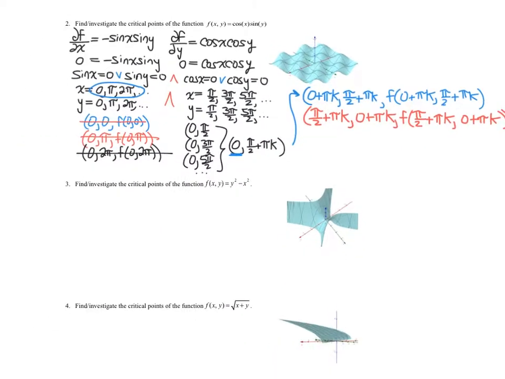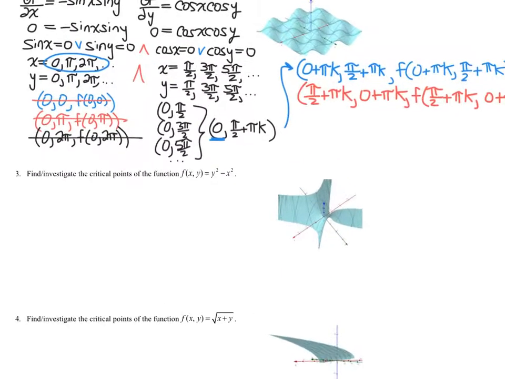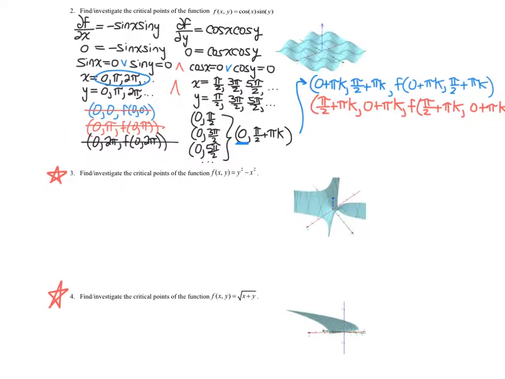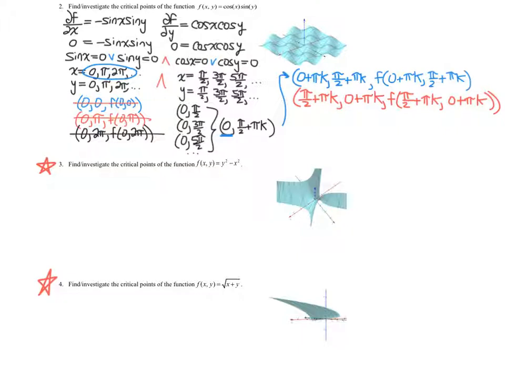All right, numbers 3 and 4 are much easier, so I'll put stars on those. The next class I think is going to be a star-studded class, because I have some star problems from the last class I taught, and then these new stars.